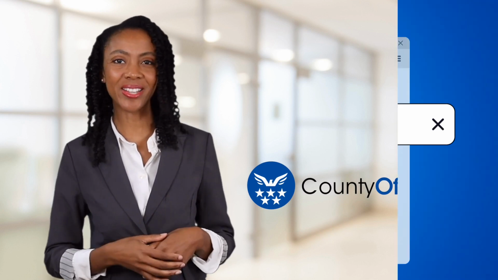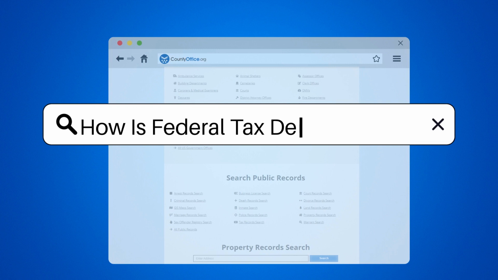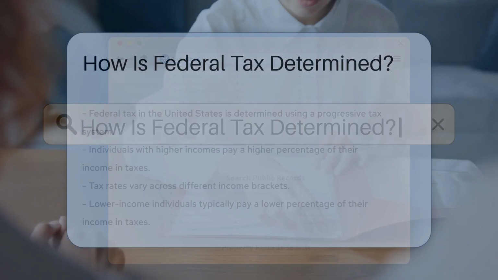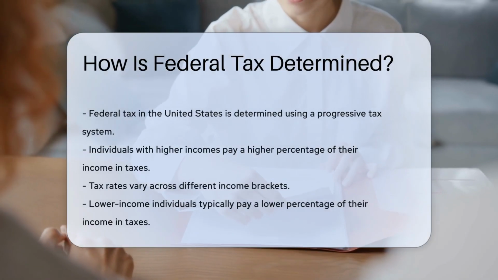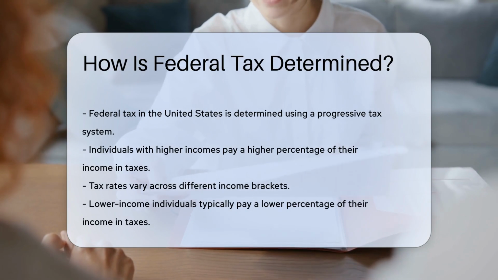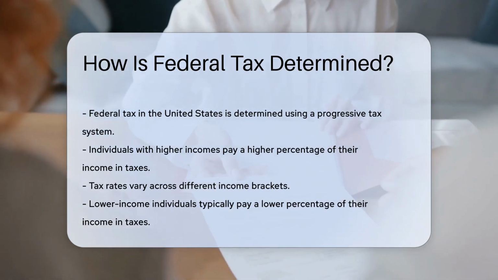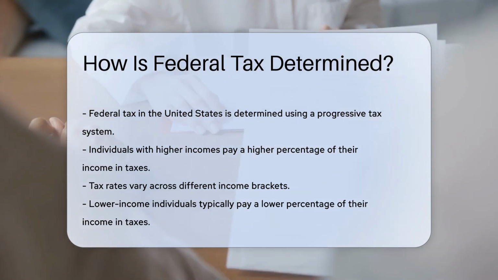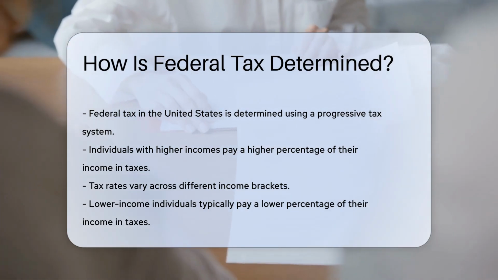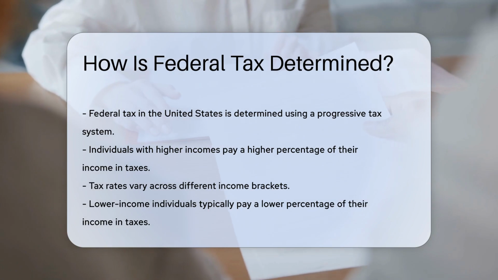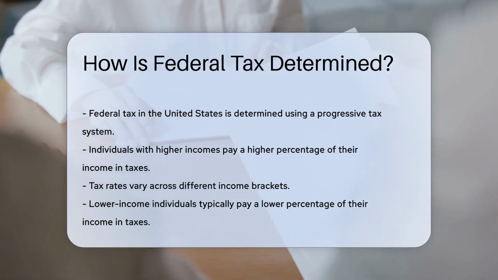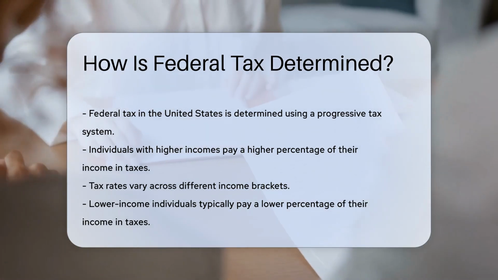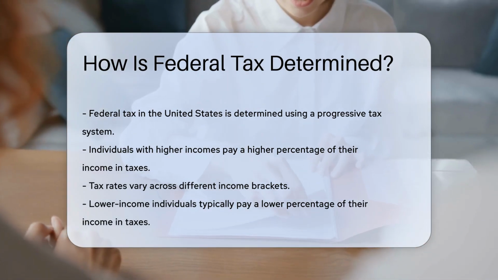Let's get started. How is federal tax determined? Federal tax is determined based on a progressive tax system in the United States. This means that individuals with higher incomes pay a higher percentage of their income in taxes compared to those with lower incomes. The tax rates vary depending on income brackets, with lower-income individuals typically paying a lower percentage of their income in taxes compared to higher-income individuals.